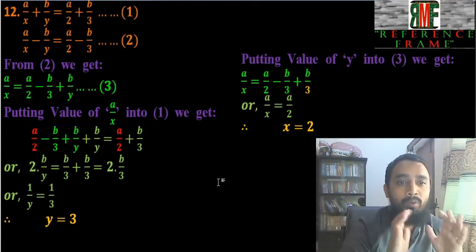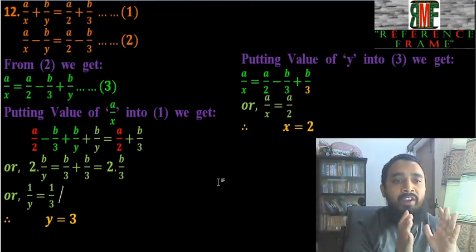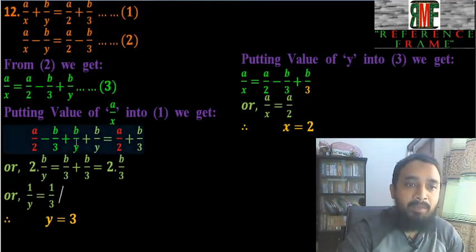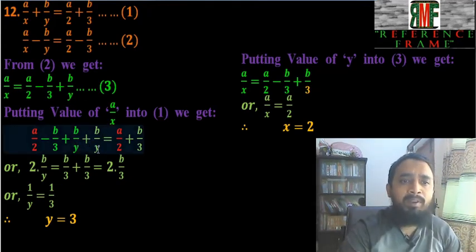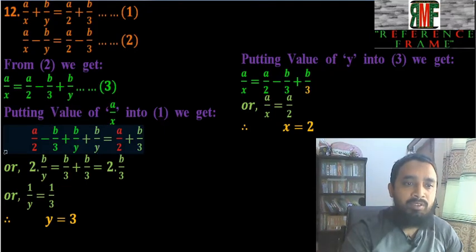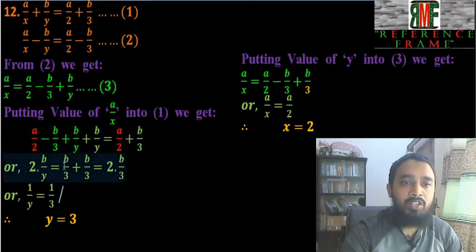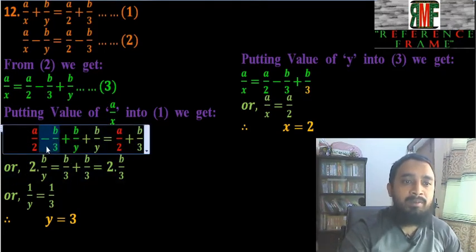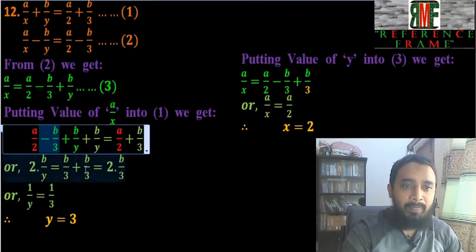Now we need to keep all the variables on the left hand side and the remaining on the right hand side. So look here, b by y plus b by y. How many b by y? 2b by y. So 2 into b by y is equal to b by 3, b by 3. And if we move it onto the right hand side, there is a minus sign before it. So when you move it, it is going to be plus. So ultimately b by 3 plus b by 3, we're going to have 2 into b by 3, right?